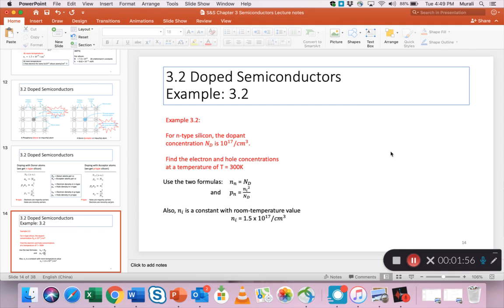Okay. All right. So with that, I am on slide 14 of the PowerPoint, where I introduce you to the first example, and this is from the textbook. It's example 3.2, and I will read it. There's no circuit drawing or anything, it's just a description of the problem, and then we'll look at the solution.